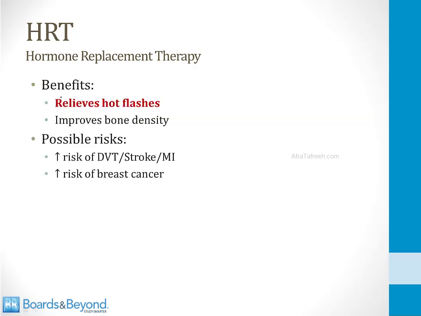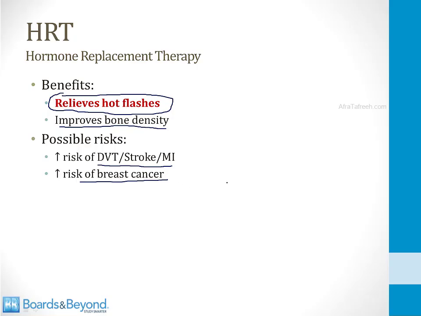The main benefit of hormone replacement therapy is that it relieves hot flashes, and this is the main indication for using hormone replacement therapy. It also improves bone density. There are possible risks. It likely increases the risk of DVT, stroke, and MI. It also increases the risk of breast cancer. It used to be thought that hormone replacement therapy lowered the risk of cardiovascular disease, and for this reason, many women who are postmenopausal were administered hormone replacement therapy not just to treat the menopause symptoms, but in the belief that it would lower their risk of cardiovascular disease. Recent large clinical trials have shown that these drugs probably increase the risk of stroke and MI, and for this reason, the only time hormone replacement therapy is usually used anymore is to relieve hot flashes in women who are highly symptomatic.